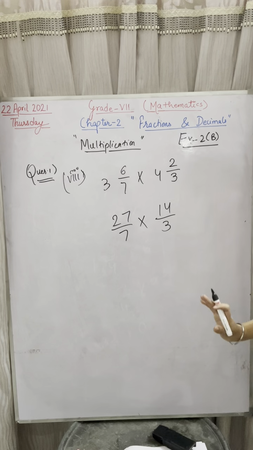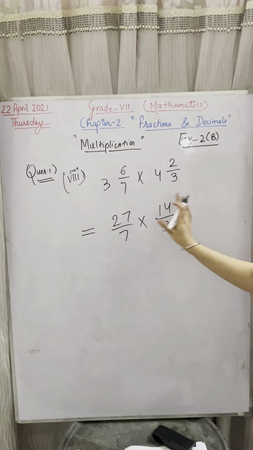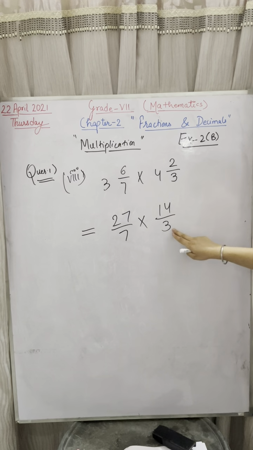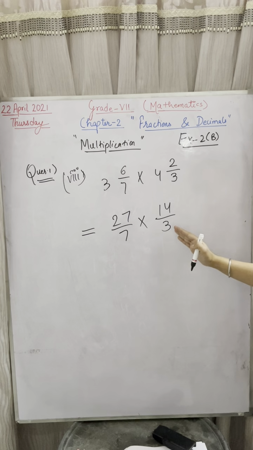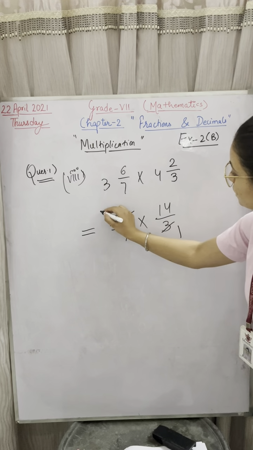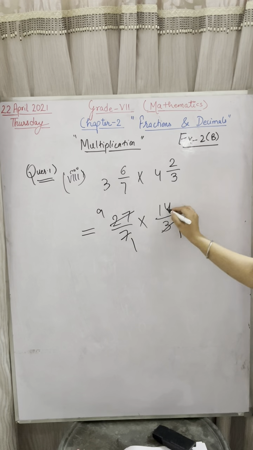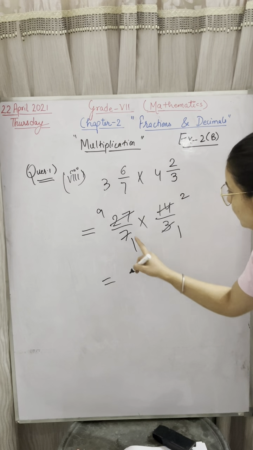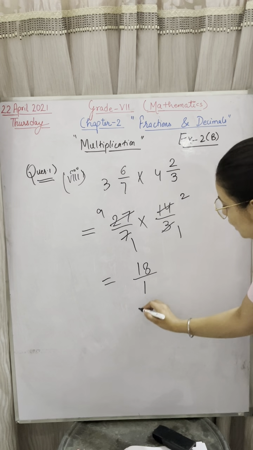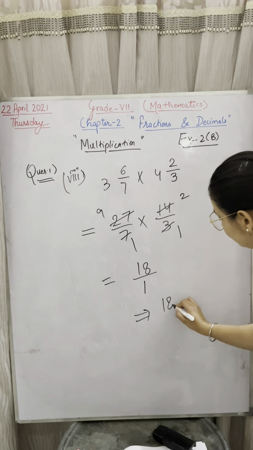Okay. Now I can cancel, 27 and 7 I can't cancel, 14 and 3 I can't cancel. I can cancel the 3 with 27 and 7 with 14. 3 ones are 3, 3 nines are 27. 7 ones are 7, 7 twos are 14. So your answer will be 9 twos are 18 divided by 1 ones are 1. Or you can write only 18 as your answer.